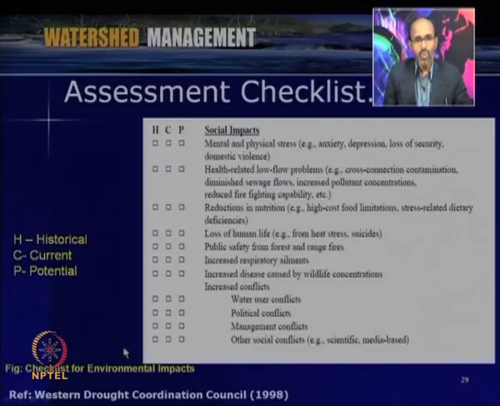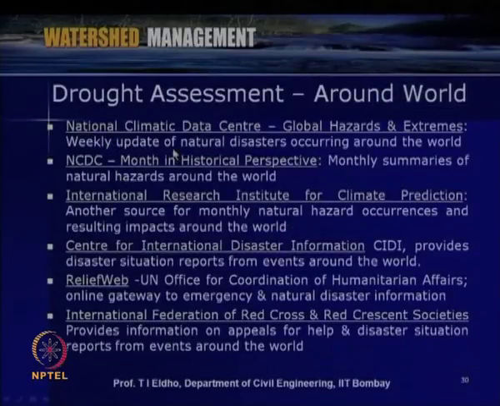And then if you consider the social impacts, there are social impacts like mental and physical stress, health related problems, reductions in nutrition, loss of human life, then public safety from forest and range fires, like that. So, this is a checklist for social impacts, and whether it is with respect to historical or current or potential, what are the possibilities. This checklist shows how the system will be behaving. So, that way we can have the checklist, and then we can assess the drought.